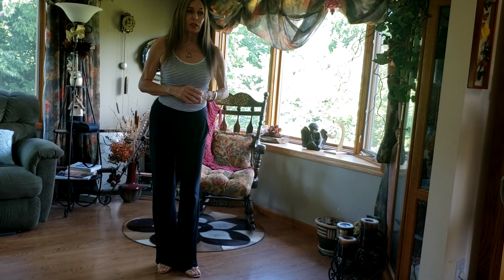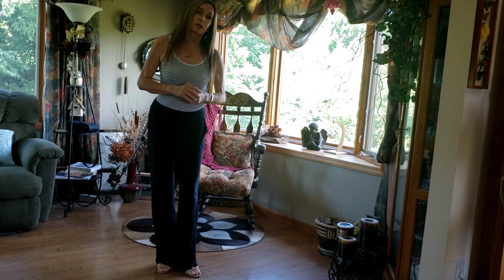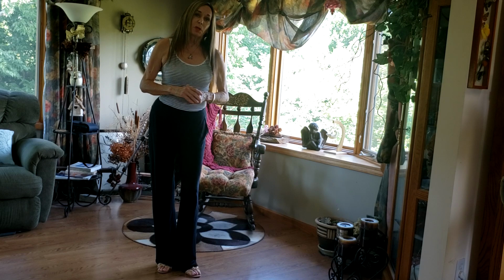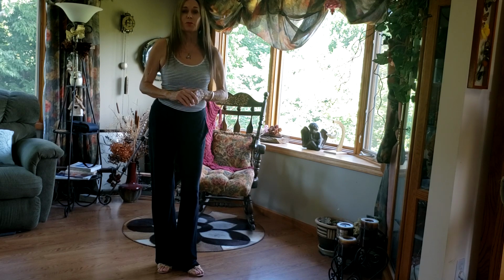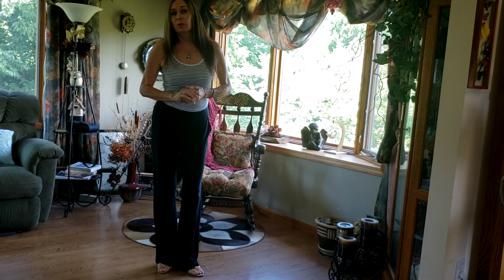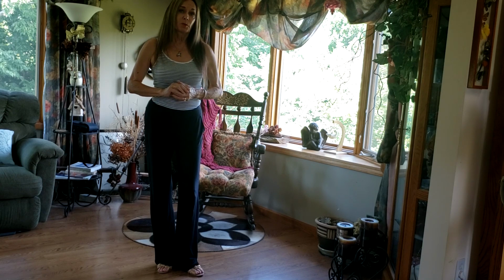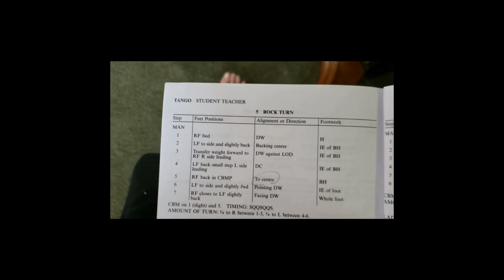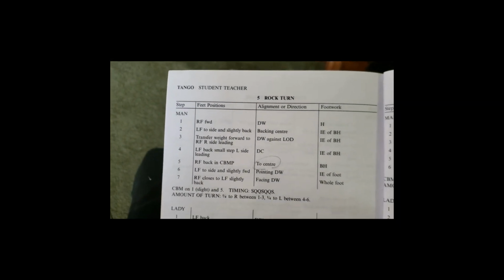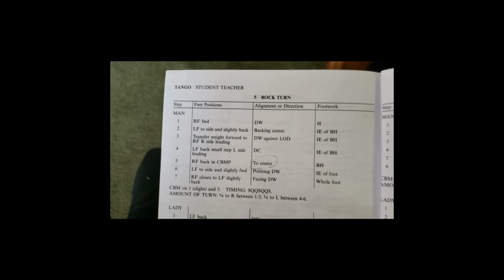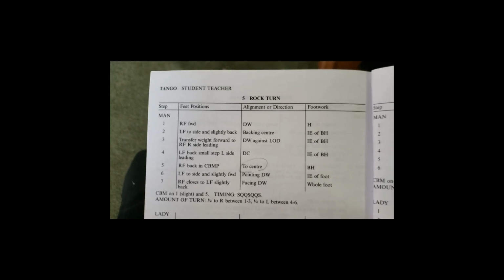So we'll take a look at a few of these other figures so we can get this idea pretty well ingrained and make sense of why the alignment or direction would be different in the following steps from one pattern to another. Let's take a look at the rock turn. I did not demonstrate the rock turn per se, but it includes the left rock. So we're going on to step 2, which begins the rock itself. So that's for the man.